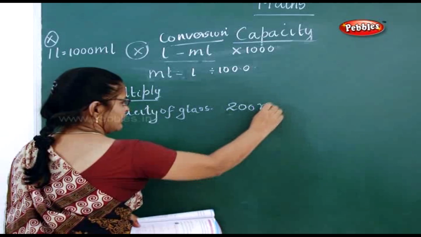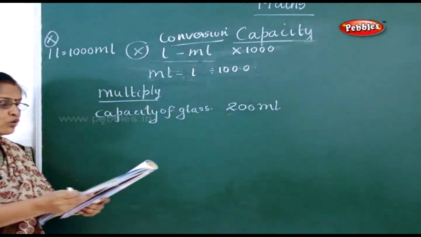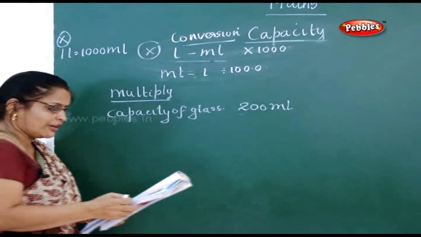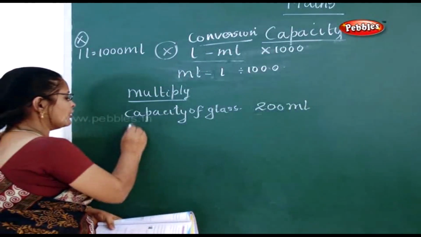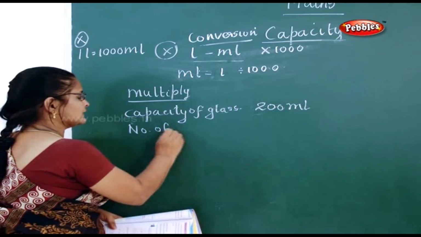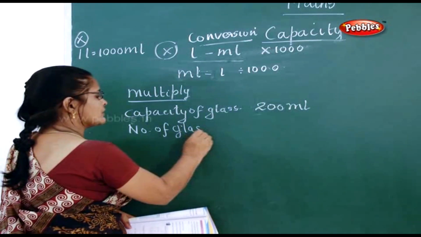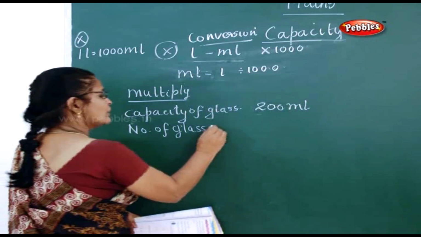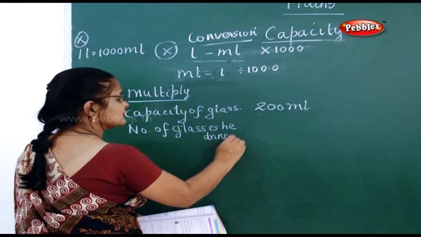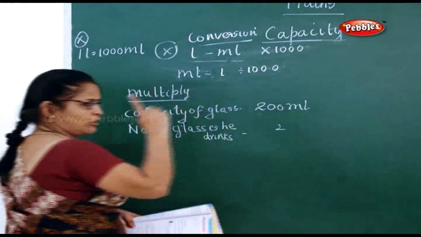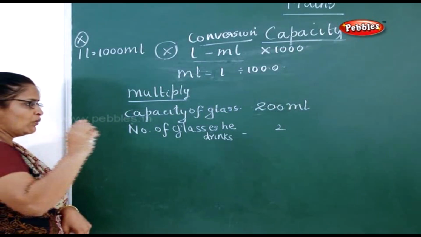200 ml. Now, what is the next they have asked? You have to find the quantity of milk he drinks per day. Means morning and evening. So, now what you have to write? Number of glasses he drinks. Now, how much he drinks? Number of glasses he drinks is 2. Am I right? Because morning 1 glass and evening 1 glass.